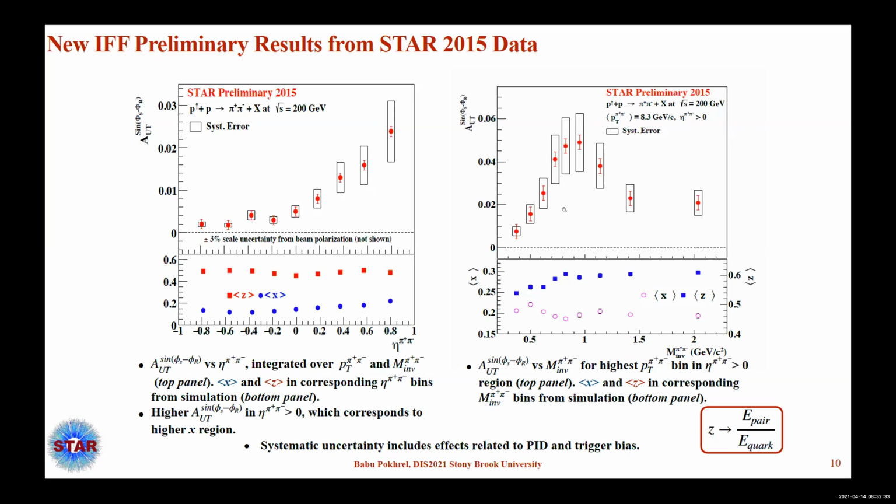The right panel shows the asymmetry as a function of invariant mass for the highest PT bin from the five-panel result, and the bottom shows the corresponding x and z, x on the left y-axis and z on the right y-axis, where x is almost constant at about 0.2. However, z increases almost linearly with the invariant mass bins.